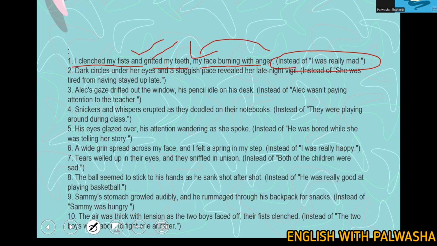फिर आ गया instead of saying she was tired from having stayed up late, इसकी जगह you have to write dark circles in her eyes and a sluggish face revealed her night vigil, right? फिर उसके बाद अगर आप कह रहे हो कि Alex wasn't paying attention to teacher, इसकी जगह Alex's gaze drifted out the window, his pencil idle on his desk. कि मतलब वो पढ़ ही नहीं रहा था, उसकी पेंसिल फालतू पड़ी हुई थी डेस्क पे और उसकी आंखें जो थी वो was looking outside the window. तो ये होता है शोइंग rather than telling.